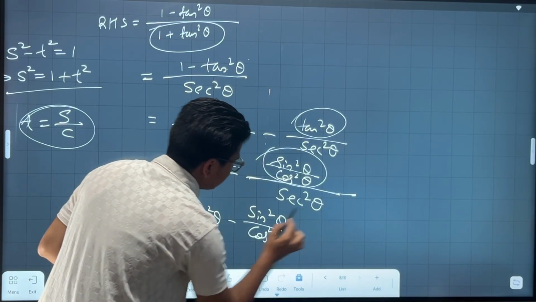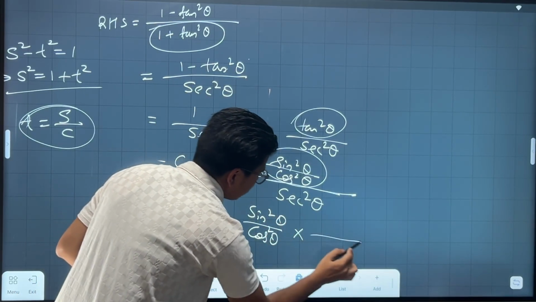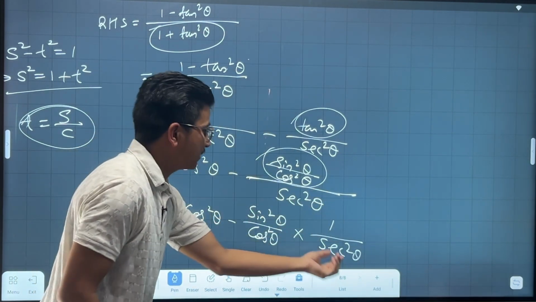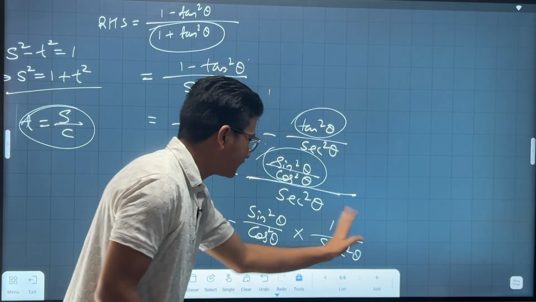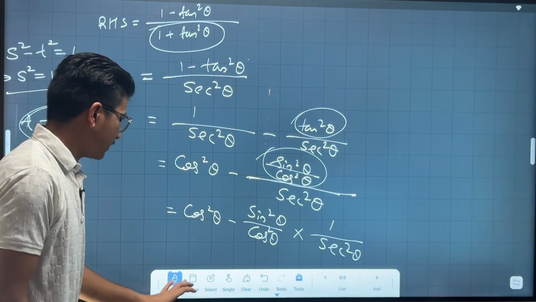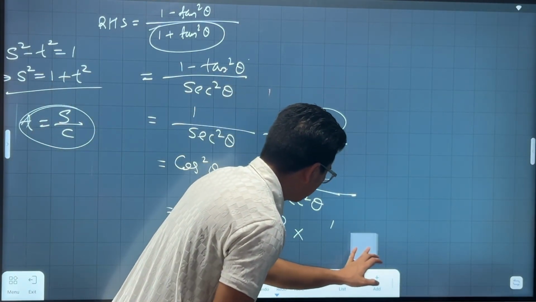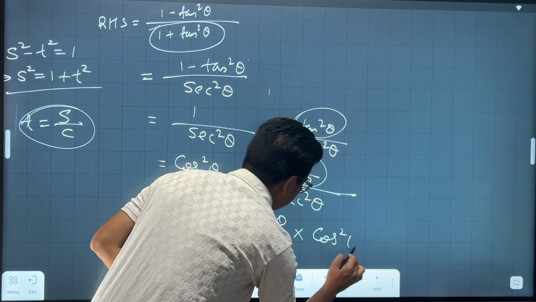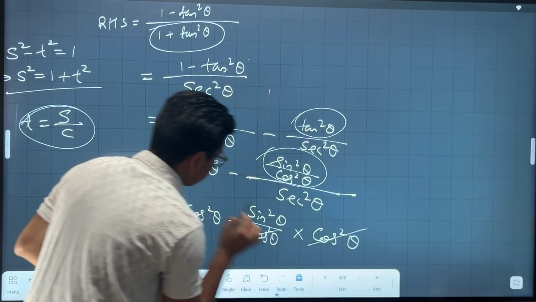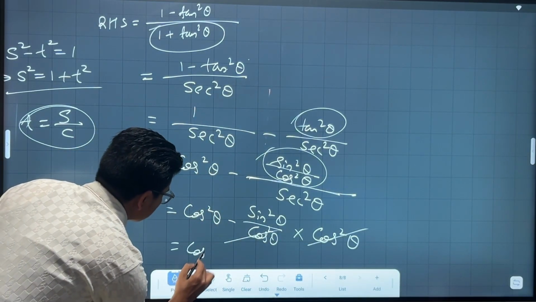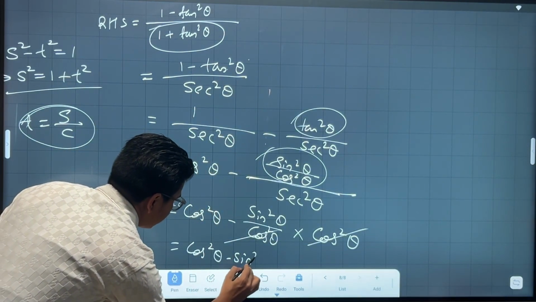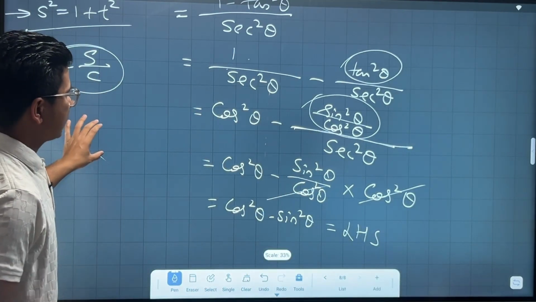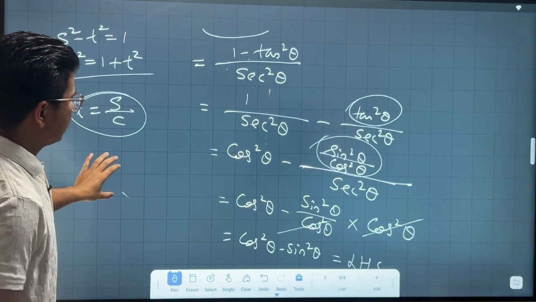This divide, if I write here multiply, this will become 1 upon sec square theta, right? Sec square theta by 1 will become 1 divided by sec square theta, and 1 by sec square theta means what? Cos square theta, right? Reciprocal relation. 1 divided by sec square theta equal to cos square theta, correct? Cos square theta cancel, then you are getting cos square theta minus sin square theta equals to left hand side, hence proved. So left hand side equals to right hand side, hence proved.